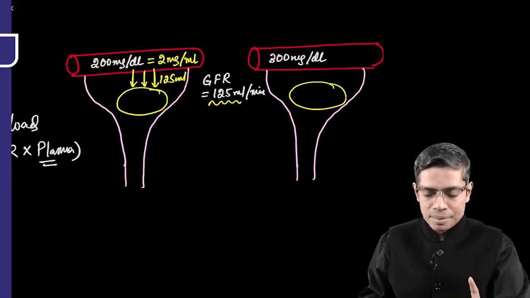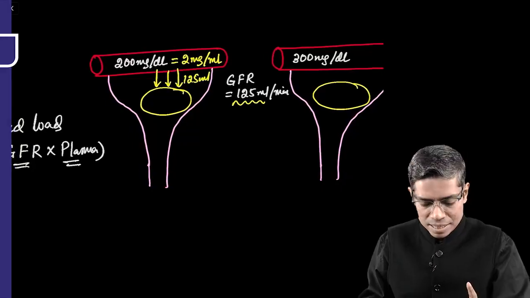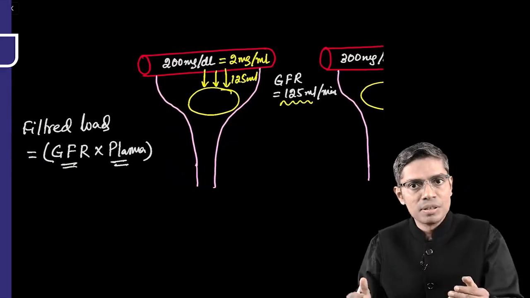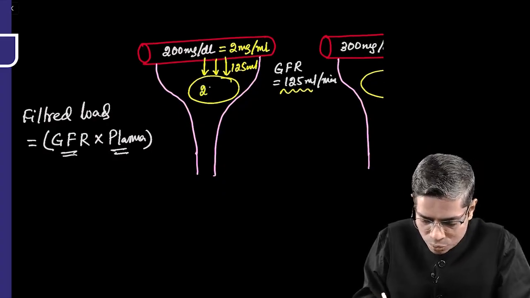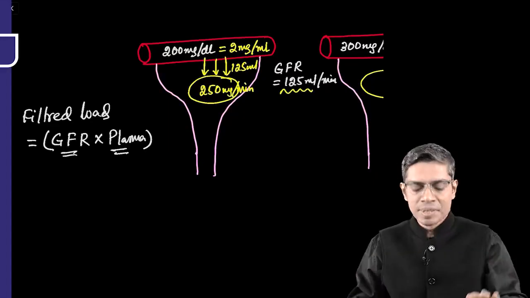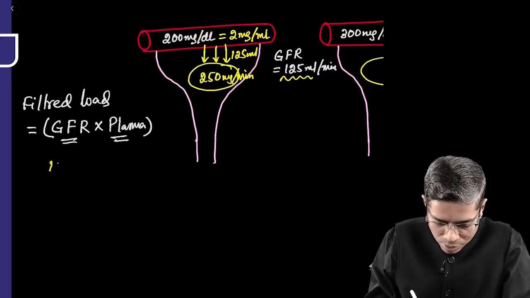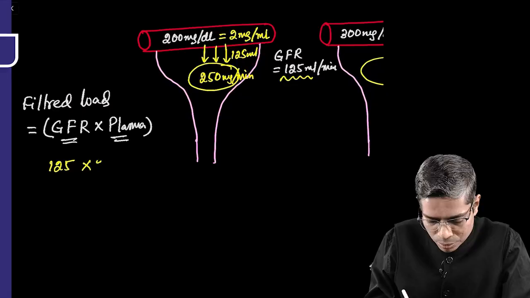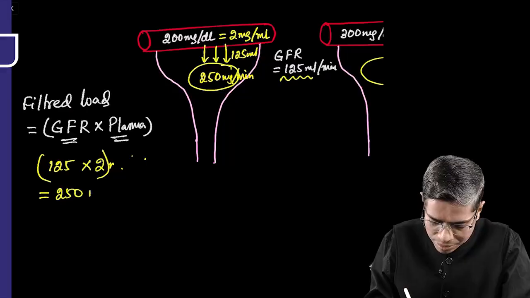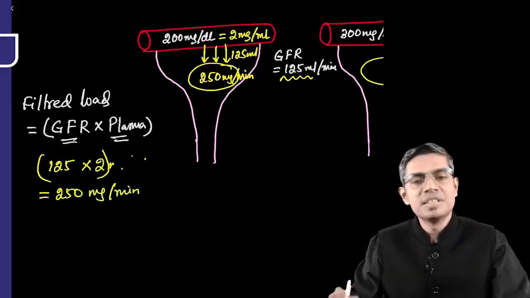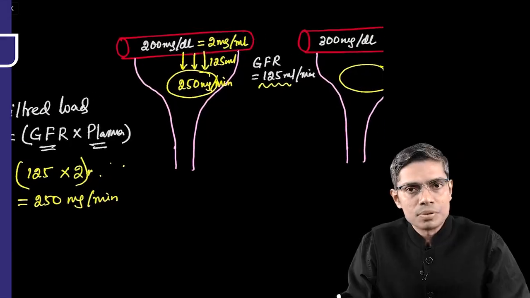So how much will be the tubular load in this? Okay, filtered load or tubular load in this patient. In the first case it will be 250 milligram per minute. I hope you are getting it right. Simply, GFR is 125 ml and plasma glucose is 2 milligram per ml, right? So if you just multiply this, you are going to get 250 milligram per minute. This is known as the filtered load or tubular load of glucose, right?